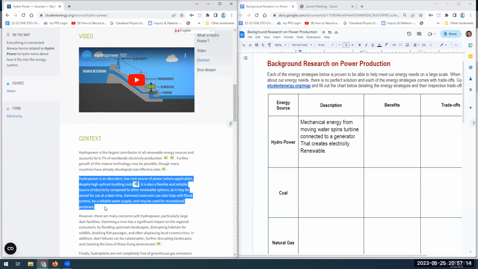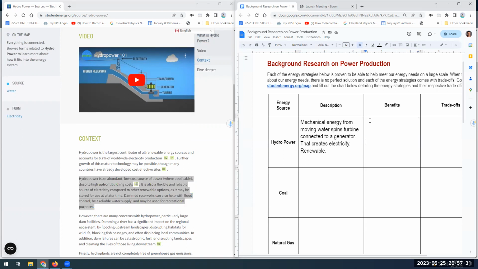It says hydropower is an abundant, low-cost source of power, despite high upfront building costs. It is also a flexible and reliable source of electricity compared to other renewable options, as it may be stored for use at a later time. Dammed reservoirs can also help with flood control, be a reliable water supply, and may be used for recreational purposes.